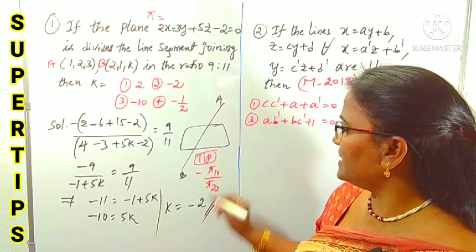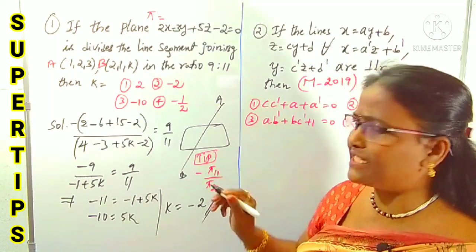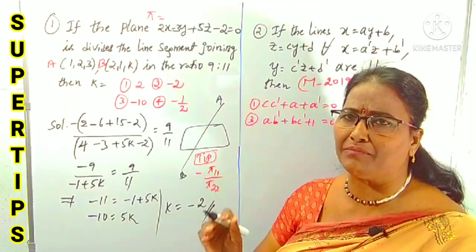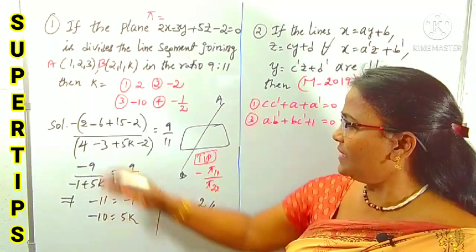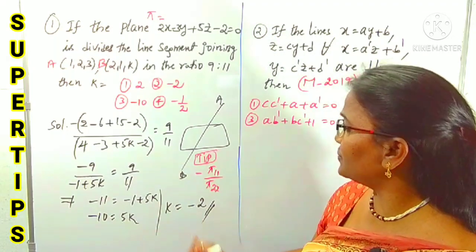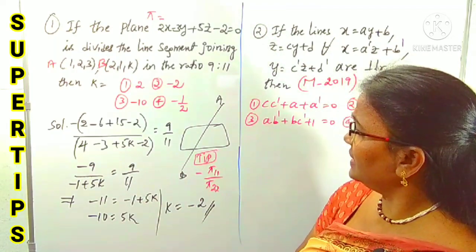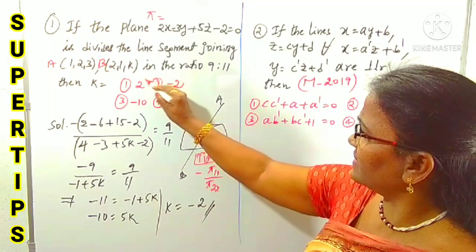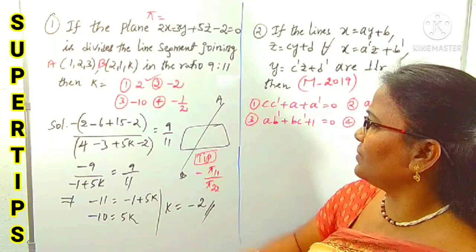Simply we got it. Just use this tip here. This tip you can easily remember, what is there in straight lines. The same concept applies in planes also. That is all used here. K is minus 2, which is clearly which option? Yes, it's clearly the second option. That's it. Like that we can come across this question.